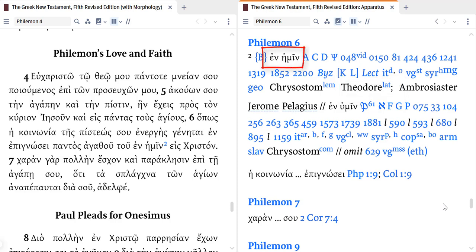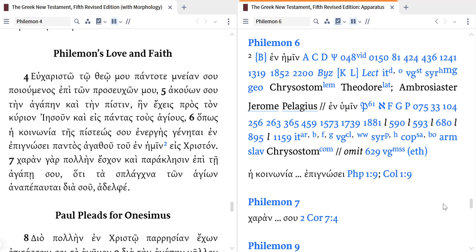So this would be "in hēmin," in us. The other reading is "in humin," in you. Now here we do have a papyrus manuscript, P61, this capital letter P, a Gothic-looking P, and then the number 61. So there is papyrus evidence for this reading, in you.